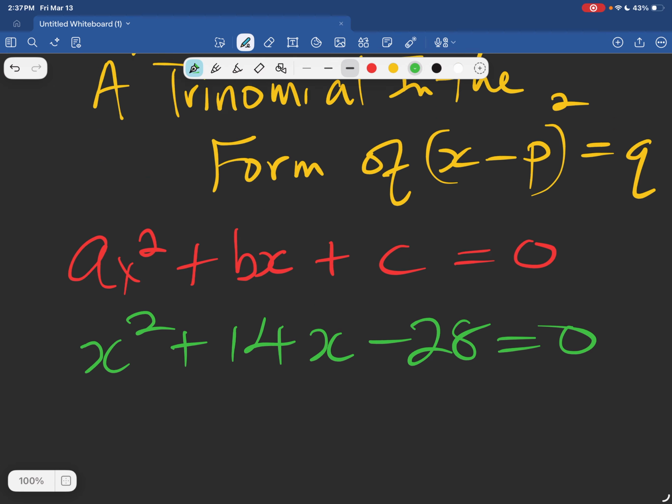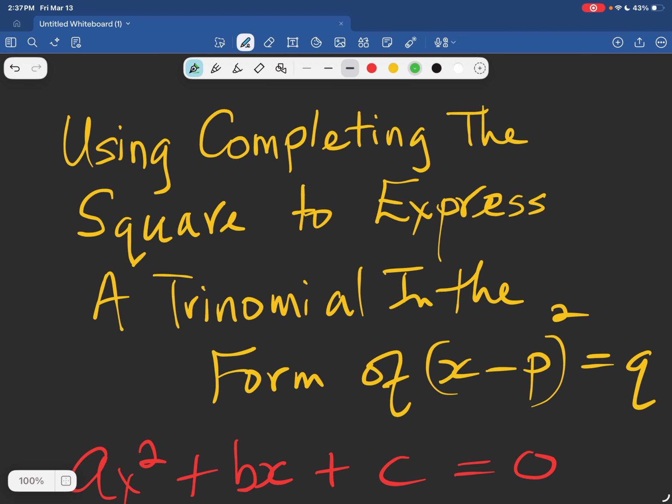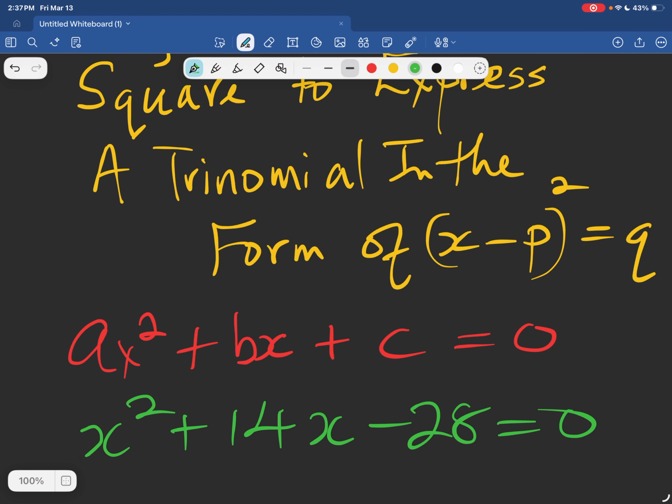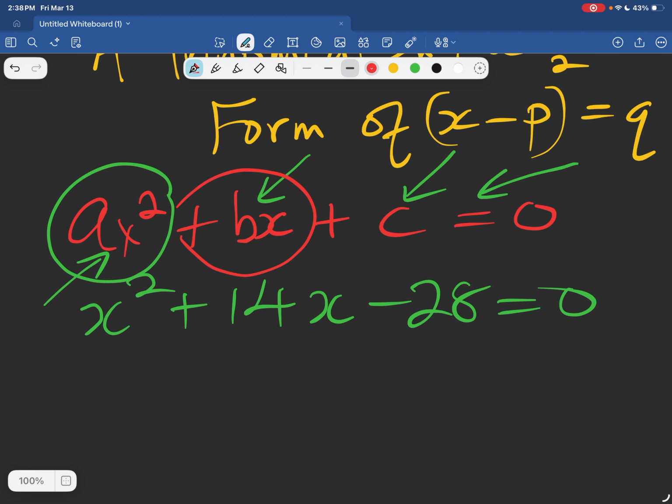Here we have the topic for today, which is using completing the square to express a trinomial in the form of x minus p all squared equals q. Here we have the actual form of a trinomial. 3 terms, tri means 3. A square term, ax squared, a linear term, which is positive bx, and a constant term, which is positive c.